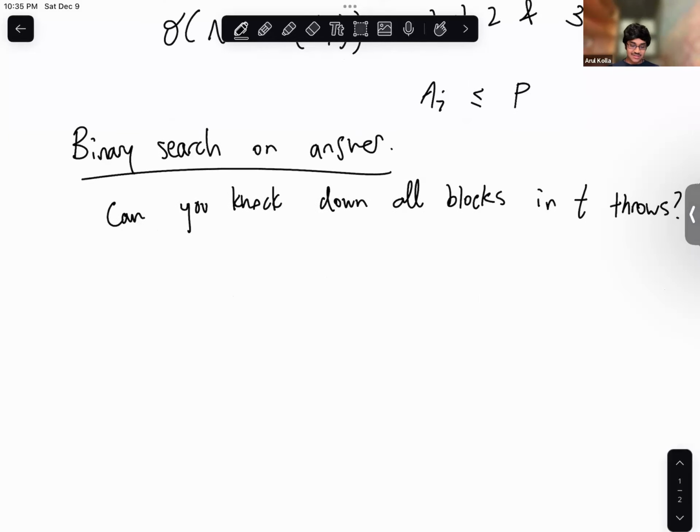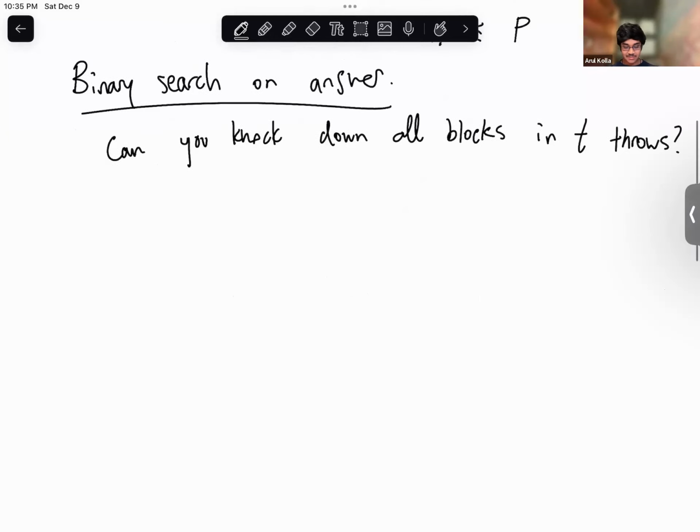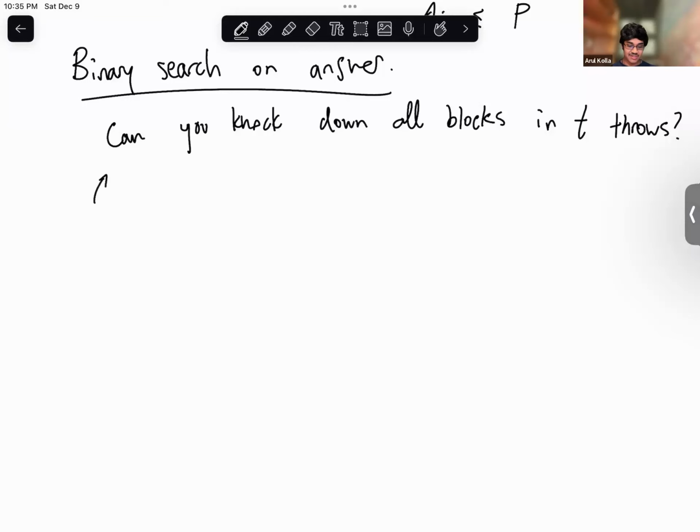So I will assume you know binary search on the answer. It's a pretty common topic in Silver, where you just need to find the largest possible answer. So you use binary search to get this value. But how do we check this? How do we perform this check?